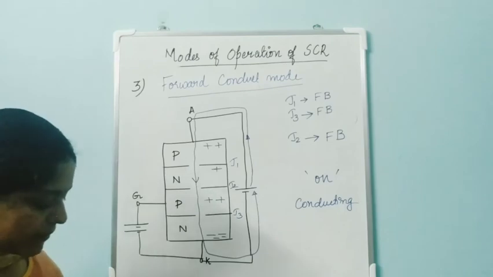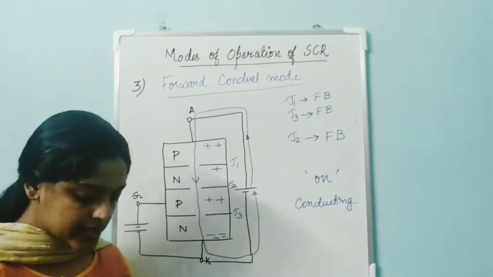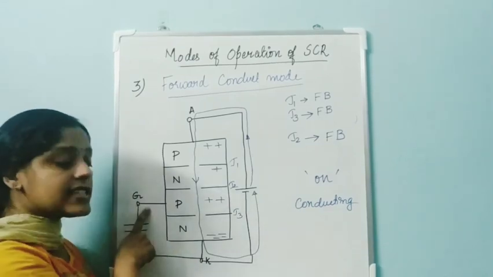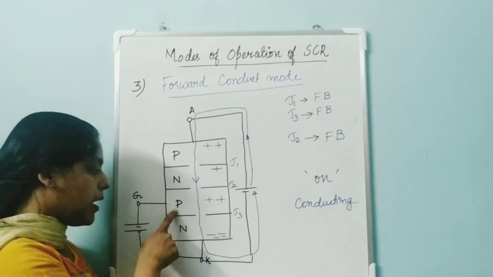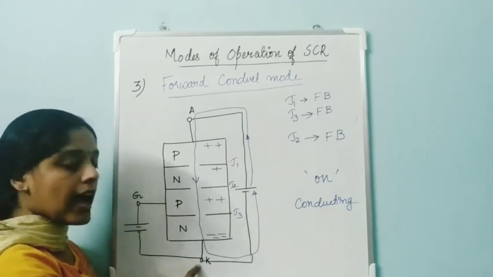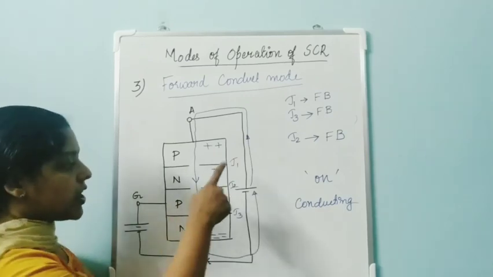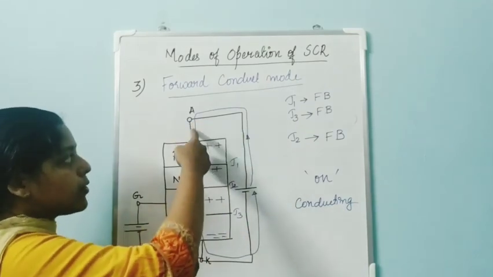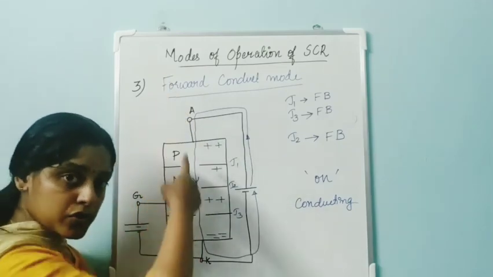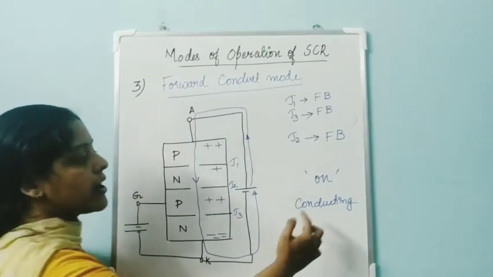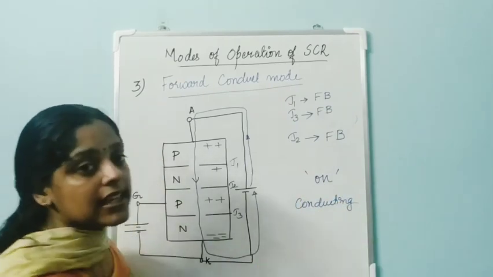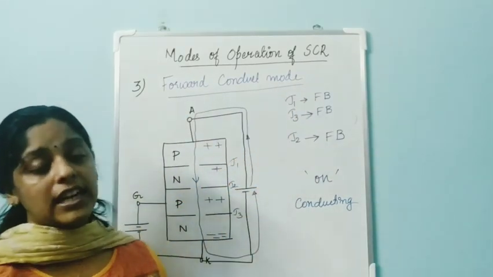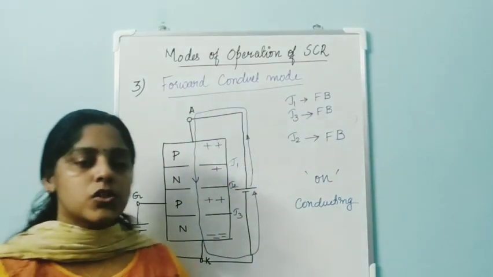Okay. So in forward conduction mode, what is happening? Anode is connected to the positive terminal, cathode is connected to the negative terminal, and the gate is connected between the inner P region and the cathode or the outer N region. The junctions J1, J2 and J3 will be forward biased, and the current will be flowing from anode to cathode in an SCR, and so your SCR is on and conducting. So this mode of operation is called forward conduction mode. Okay, so that is the working.